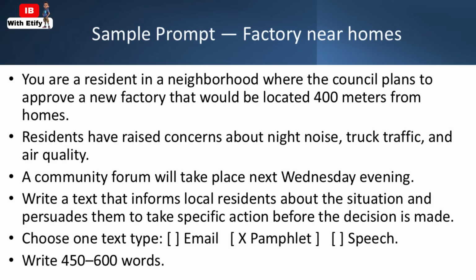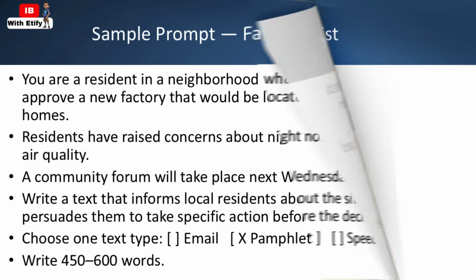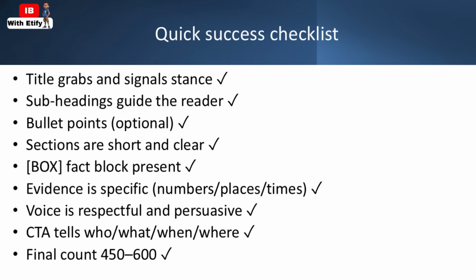Write one text of 450-600 words that explains the situation clearly and persuades residents to take specific steps before the decision is made. Use the text type of a pamphlet. Include a clear title, helpful subheadings, short, well-organized sections, a compact quick facts block with distances, dates, times and measurements, and a call to action with contact details or a QR code.